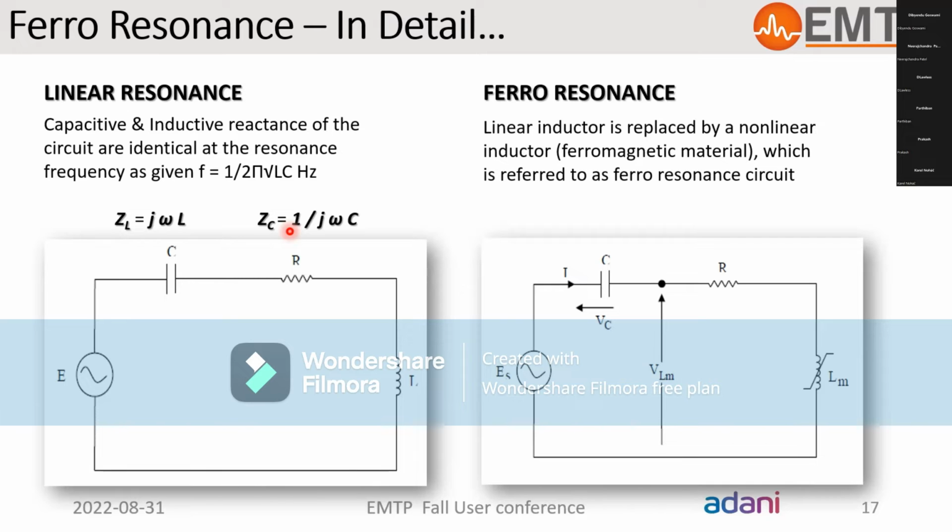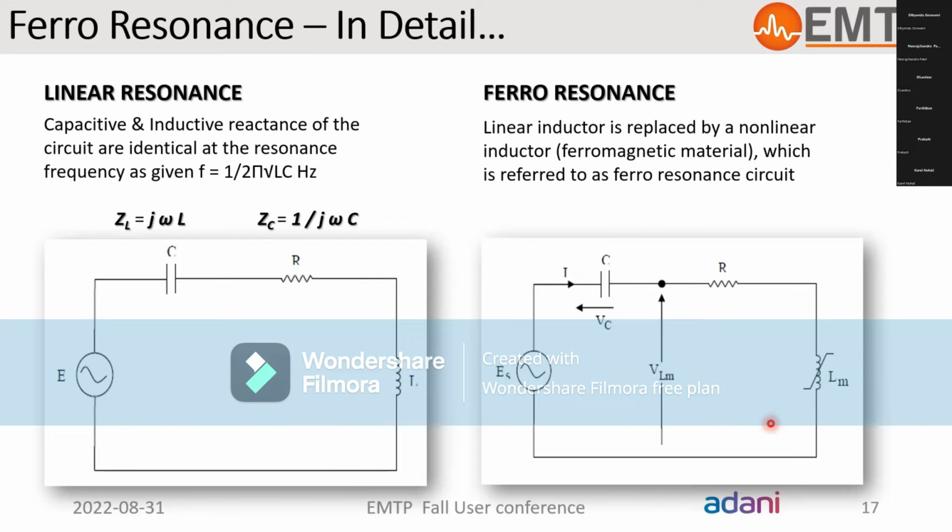but things are not quite the same in the non-linear circuit as in the linear resonance. If in the linear circuit, this particular element is replaced by a non-linear inductor, which represents the ferromagnetic material, then the circuit can be referred to as ferroresonance. Now, this particular ferroresonance is distinguished from linear resonance in many ways. For example, there exist several stable steady-state responses to any given change of the parameter.